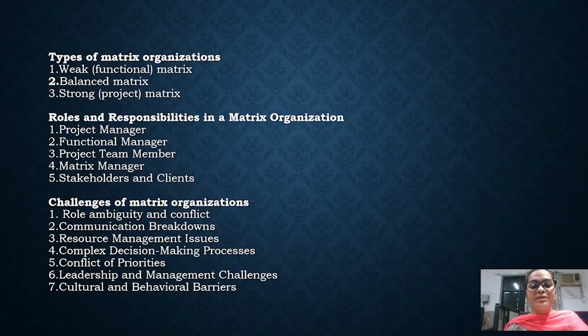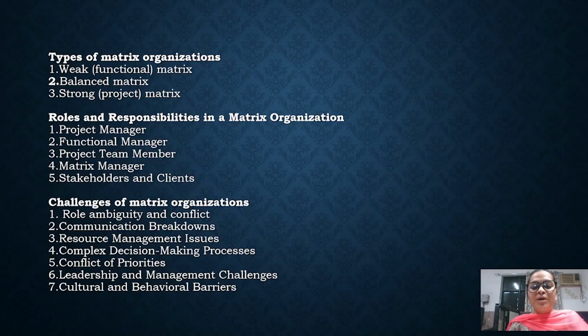Now, in a strong matrix organization, project managers will have significant authority and control over the project resources, the budgets, and the decision making processes, and they will have direct authority over the team members assigned to their projects, and they would be responsible for the successful completion of the project. Here project managers play a very central role in decision making, because the functional managers will be providing them the support and expertise as and when needed, but the major power will always be held by the project managers, right?